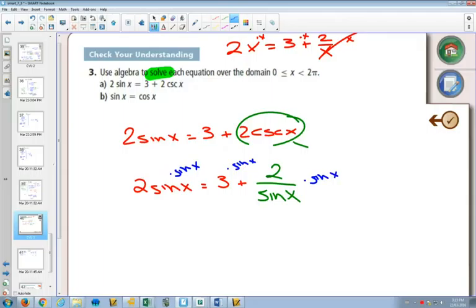And when you multiply the right side, the whole right side by sine, it gets distributed to each term. So what does that give us? That's going to give us 2 sine squared x equals 3 sine x plus, and here, the sines will cancel, and we no longer have a fraction.